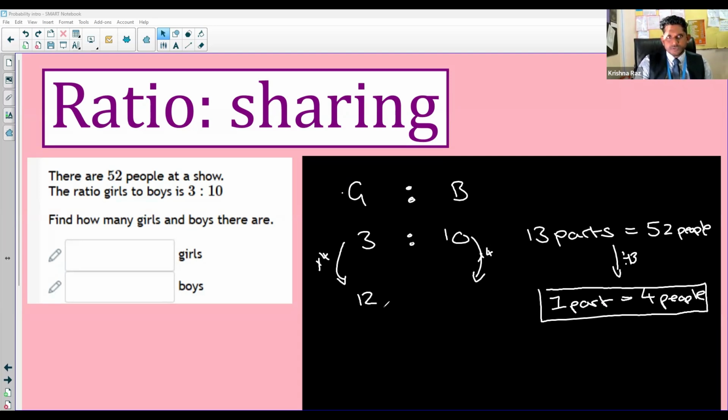So 3 times 4 is 12, and 10 times 4 is 40. We can see our values add up to 52, so we've done it correctly. So 12 girls and 40 boys.